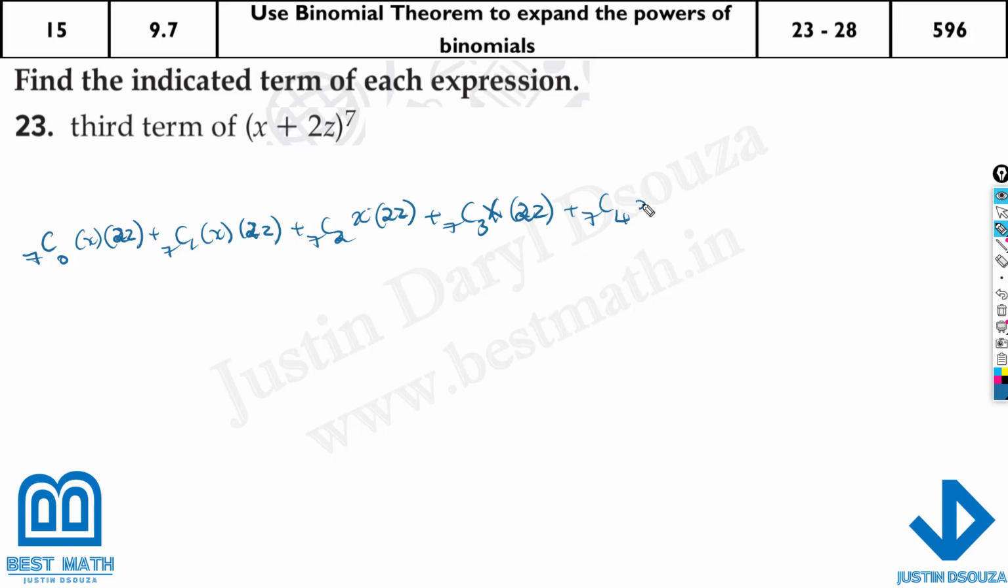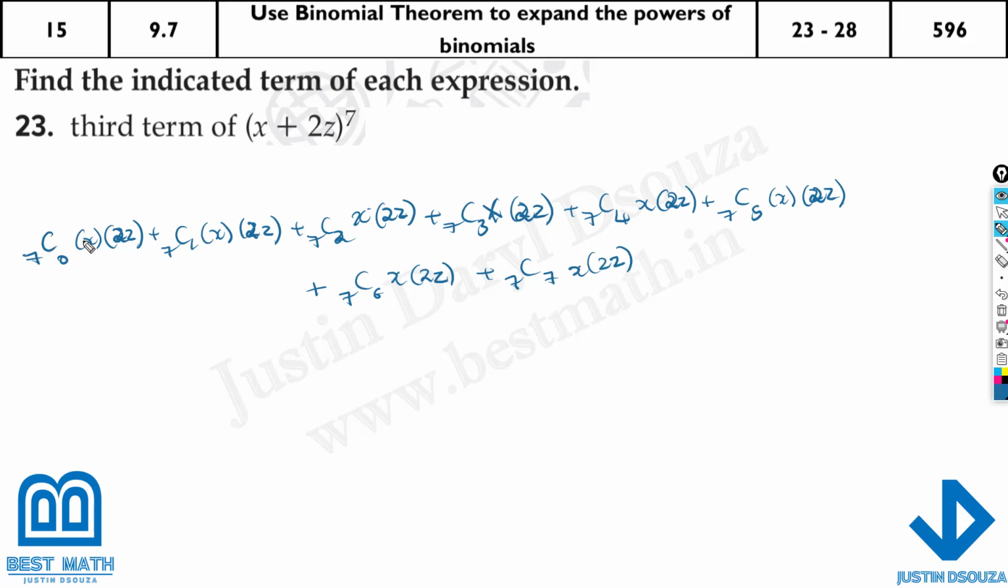It keeps on going. I hope you're getting the hang of it now. It's 2z, plus 7C5 x, and we have again 2 times z. Then I'll just write it down because there are 2 more terms, 7C6 x and 2 times z. And lastly, we stop at 7C7 x and 2 times z.